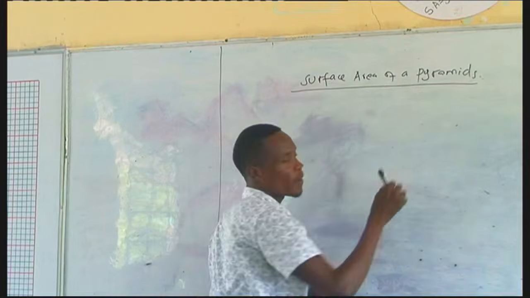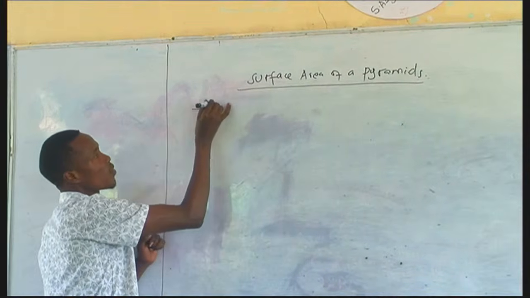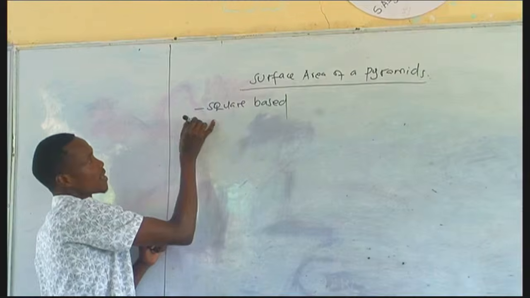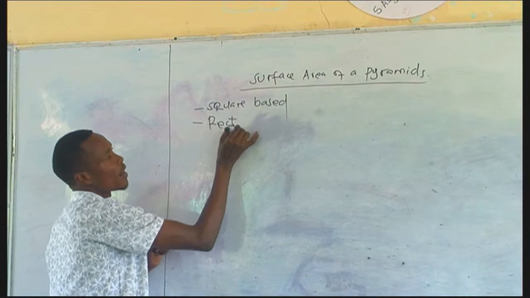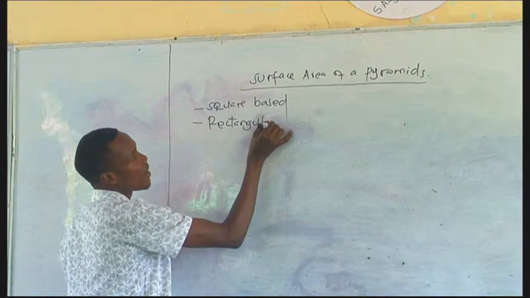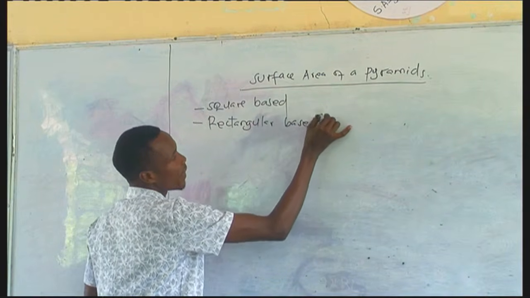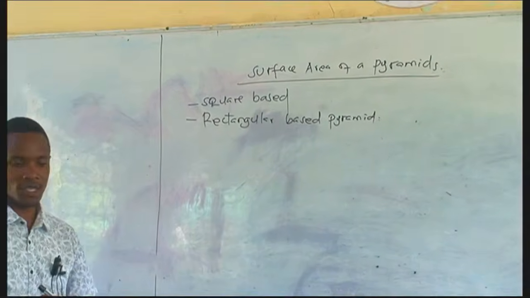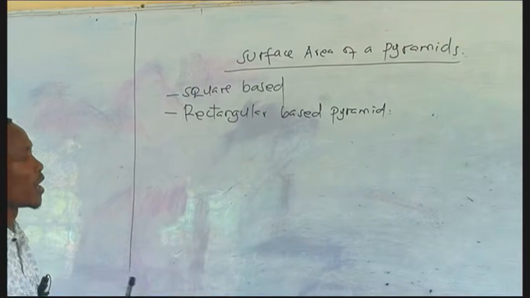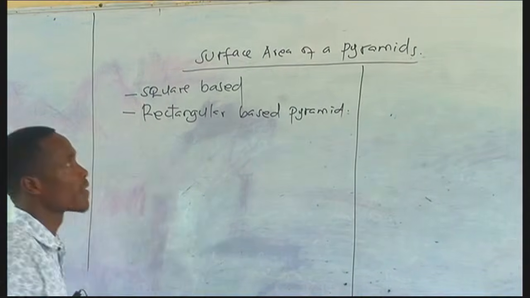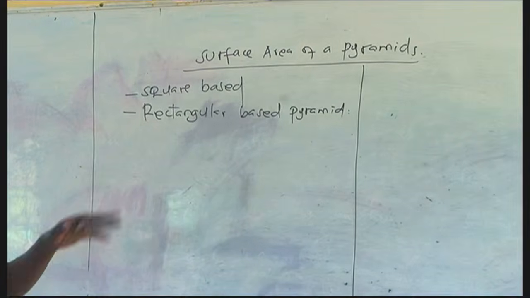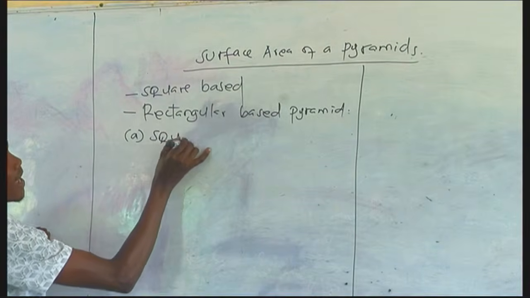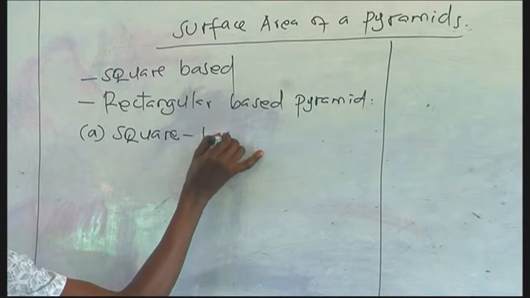So we have two types of pyramids. Number one, we have a square-based pyramid. Then number two, we have a rectangular-based pyramid. So we are going to work on them one by one. I'll use an example in each case to help you understand this particular pyramid. So I will begin with a square-based pyramid.